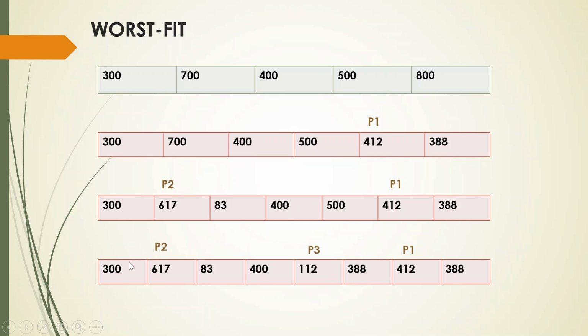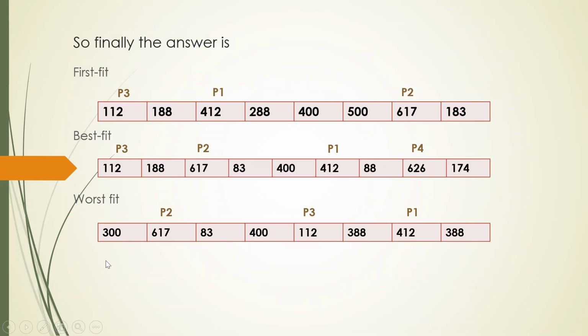We cannot place 626 here, that is P4 cannot be placed because we don't have free space to place 626 here. All the values are smaller than 626, so we cannot place it. So we can place only P1, P2 and P3. So this will be the final answer for the worst fit algorithm.